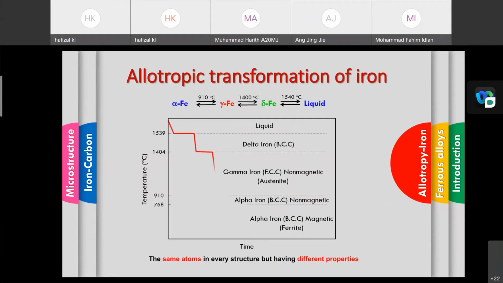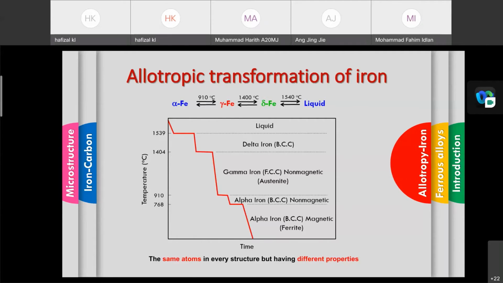So if you go through the diagram deeply, which indicates the temperature versus time, we can see there is a change of phase in iron. This one we talk about the pure iron. We do not put in other material. For the pure iron, we have the allotropes alpha, gamma, and delta, which can be discussed by using this diagram of temperature versus time.